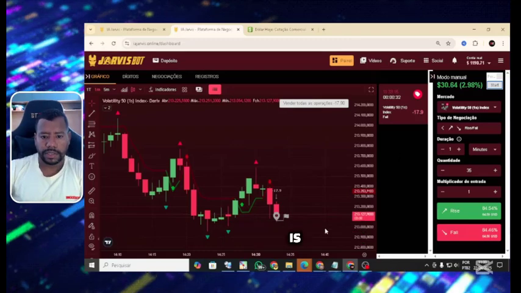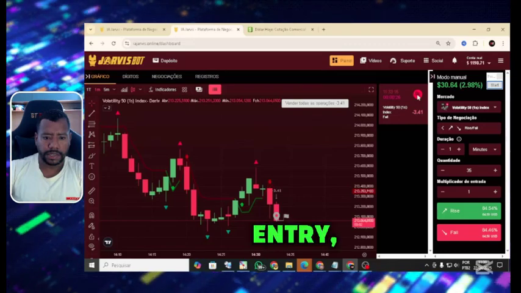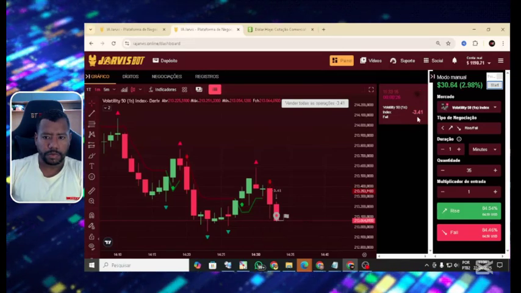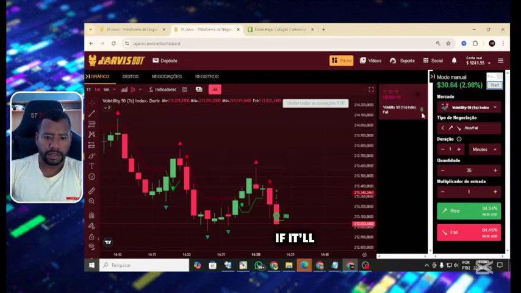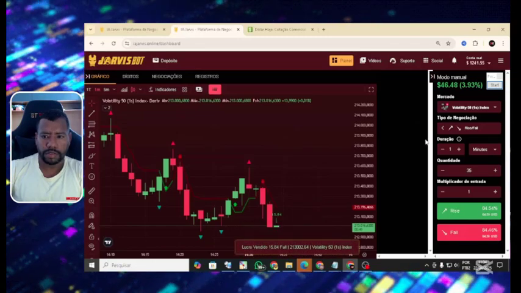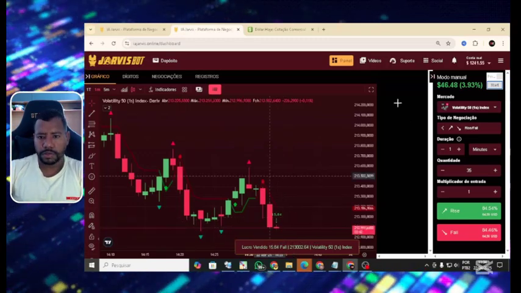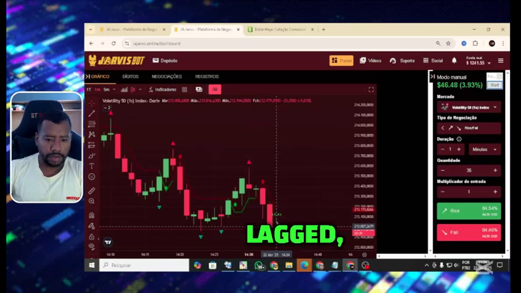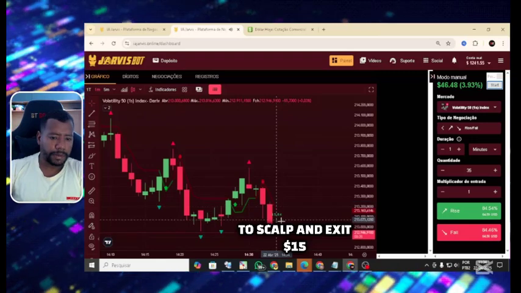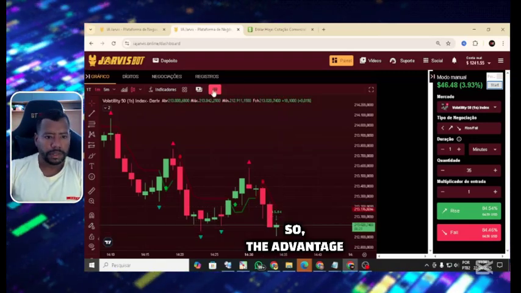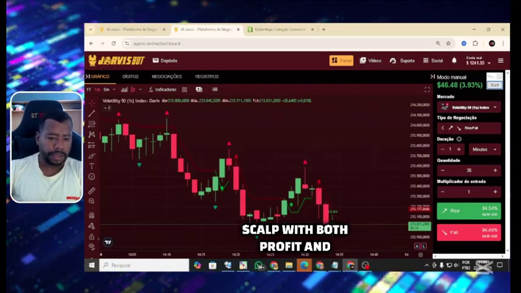The delay I'm recording is quite heavy, making things disproportionate. I'll try to sell this entry, even at a small loss. I tried to sell here, right? Not sure if it'll sell soon, but it's actually positive now. Look, candle dropped more, but I'm still $15 up. Scalped, as you saw. The entry lagged, catching mid-candle instead of start, but I still managed to scalp and exit $15 positive. So, the advantage of using our platform is that you can scalp with both profit and loss.